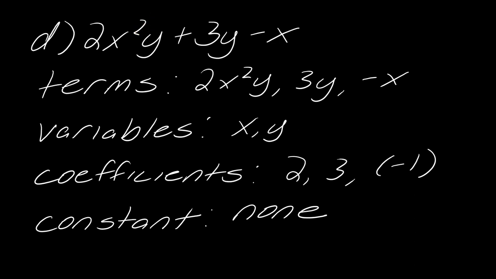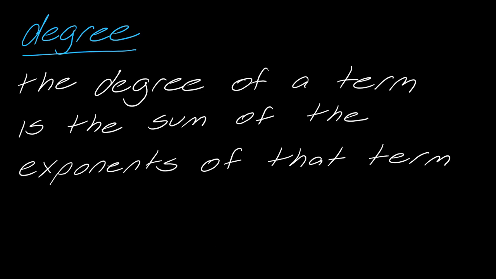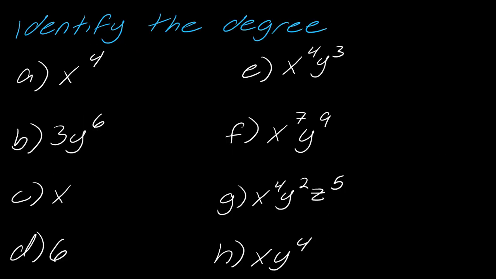Okay, moving on. Now let's talk about degree. The degree of a term is the sum of the exponents of that term. What we're going to do in this next exercise, just to help you understand what that means, is identify the degree. In some cases, this is really simple, like this first side here. If you have just one term with one exponent, then the degree is just that exponent. So in this case, it would just be 4. Here, the degree would be 4.